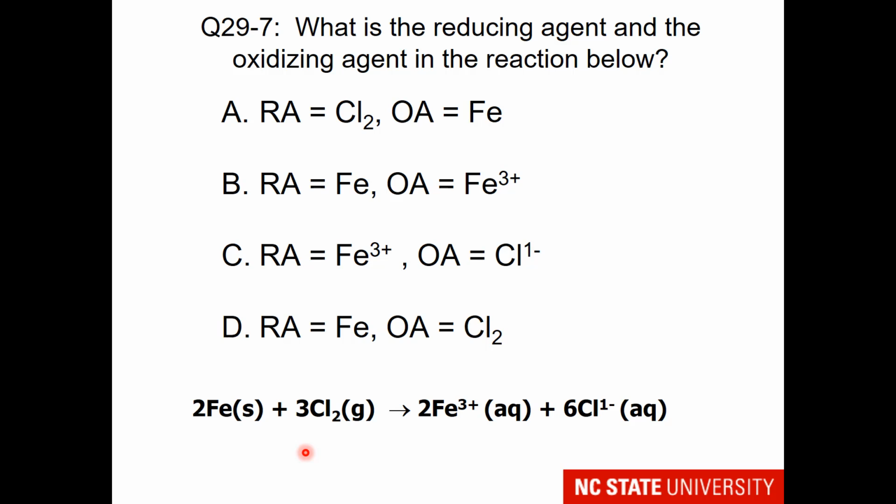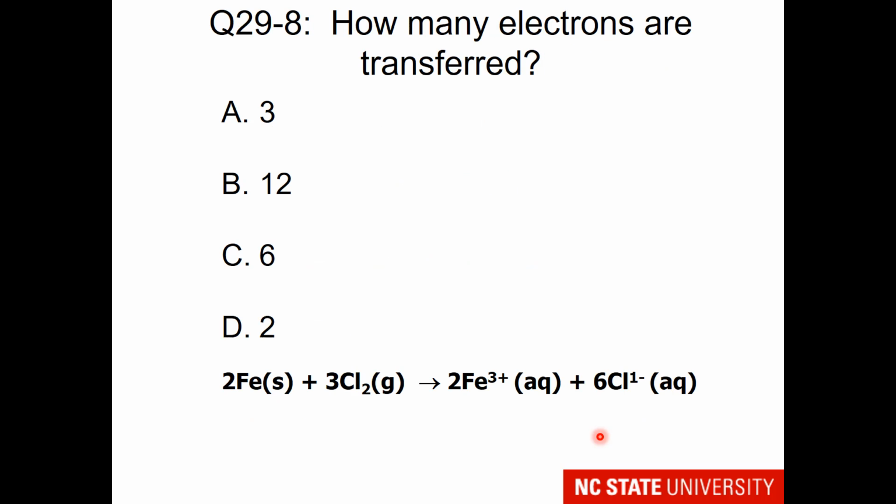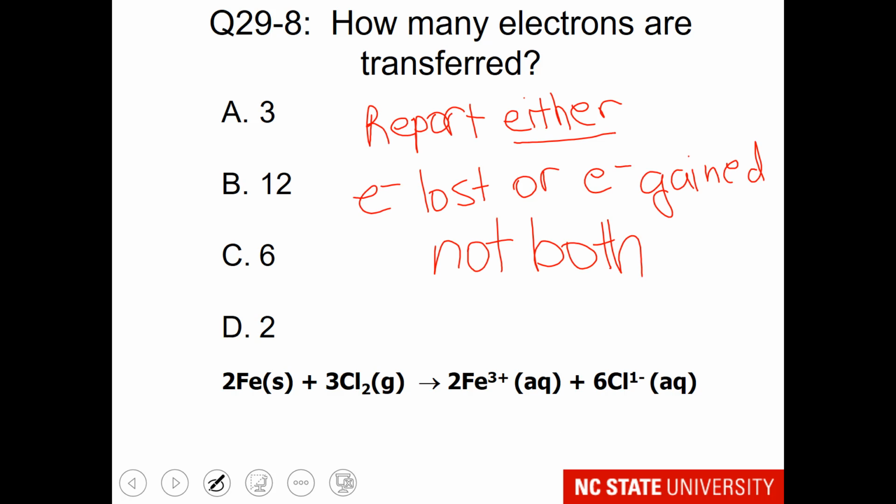Here begins your set of student questions. We want to know first, what is the reducing agent and the oxidizing agent in the reaction below? So please get the oxidation states of the materials involved and then choose the ones that fit the definition. How many electrons are transferred? For this, students should report either the electrons lost or the electrons gained, not both.